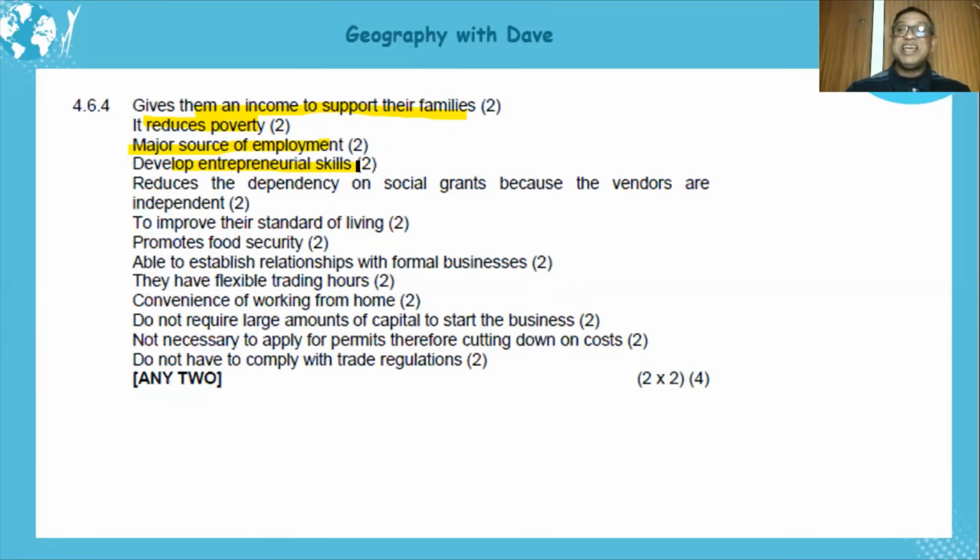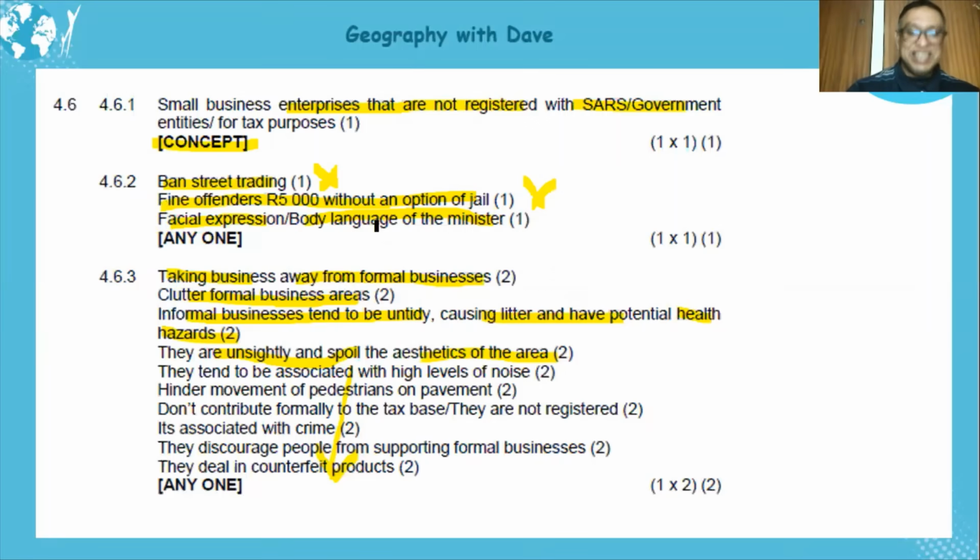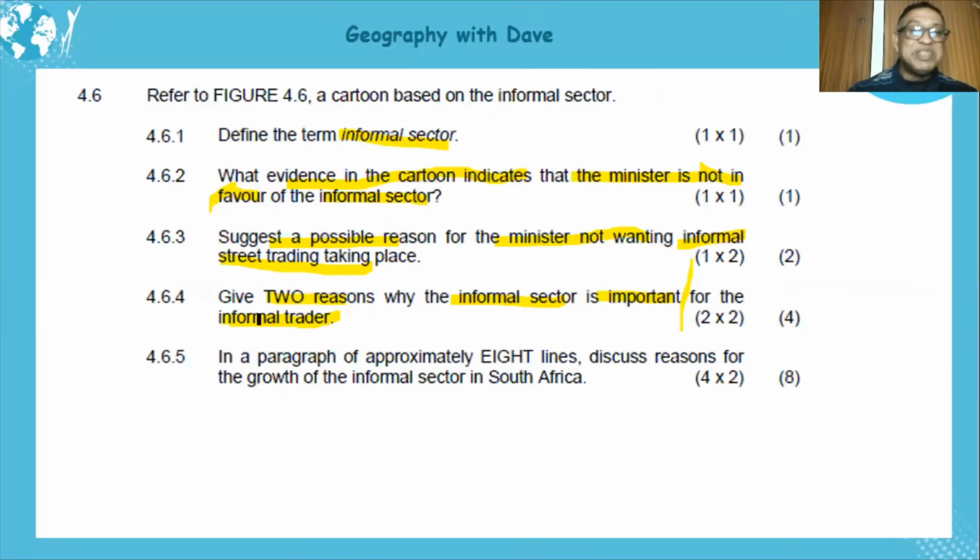You understand? Can you see it? Is it related to the informal trader? Yes. It reduces dependence on social grants because vendors become independent if they do well. It improves standards of living because now they're earning money. But it's all specific to the informal trader. Can you see it? Right? Or the informal trader.